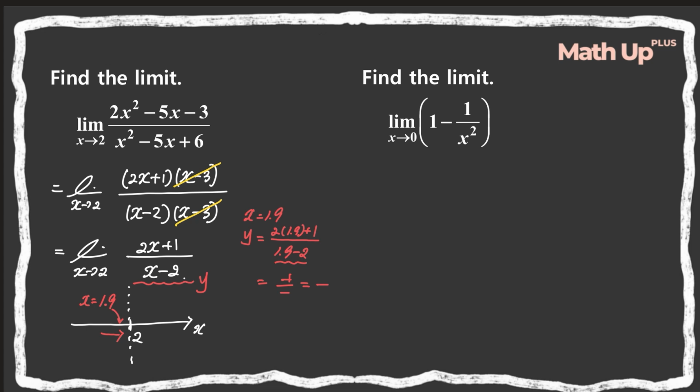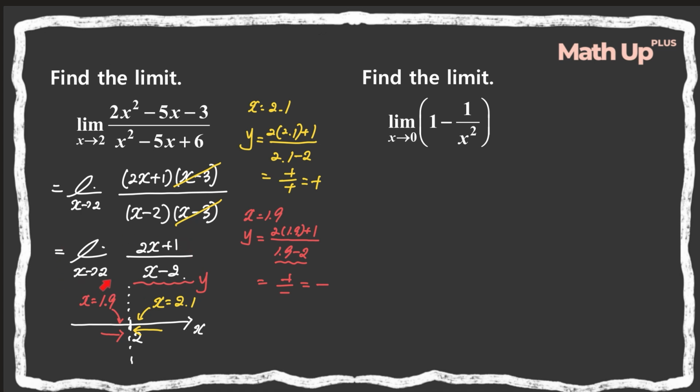As x approaches 2 from the right-hand side, let's pick a value. Maybe x is equal to 2.1. So if x is 2.1, what's y? y is equal to 2 times 2.1 plus 1 over 2.1 minus 2. So this is positive over positive, right? So that's positive, which means as x approaches 2 from the right-hand side, the function will approach positive infinity. Does that make sense?